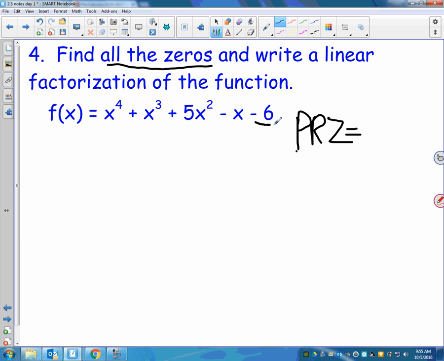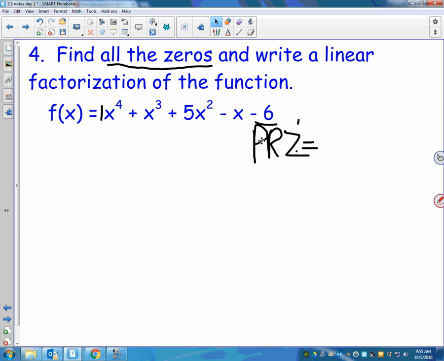PRZs. Factors of this over, oh hooray, it's factors of 1, right? Yes, thank goodness. So it's all 6 minus 6. What are the other factors of 6? 1, 2, 3. So we have to do plus or minus 1, plus or minus 2, plus or minus 3, plus or minus 6, over plus or minus 1. It only takes 30 seconds. It still looks better if that board wasn't so stupid.